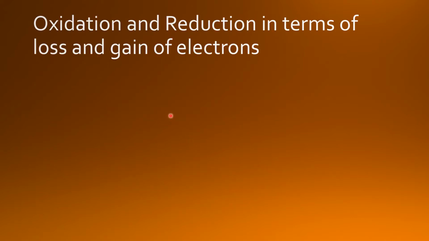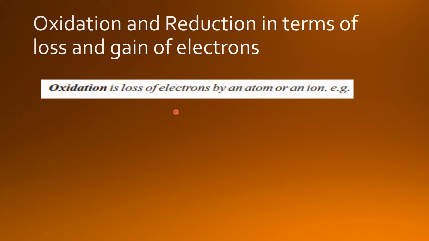Now, oxidation and reduction in terms of the loss and gain of electrons. How can we say that oxidation and reduction is taking place when we measure it in terms of the gain or loss of the electron? Oxidation is actually the loss of the electron by an atom or an ion. If an atom loses the electron or if an ion loses the electron, we will say that the process of oxidation is taking place here.